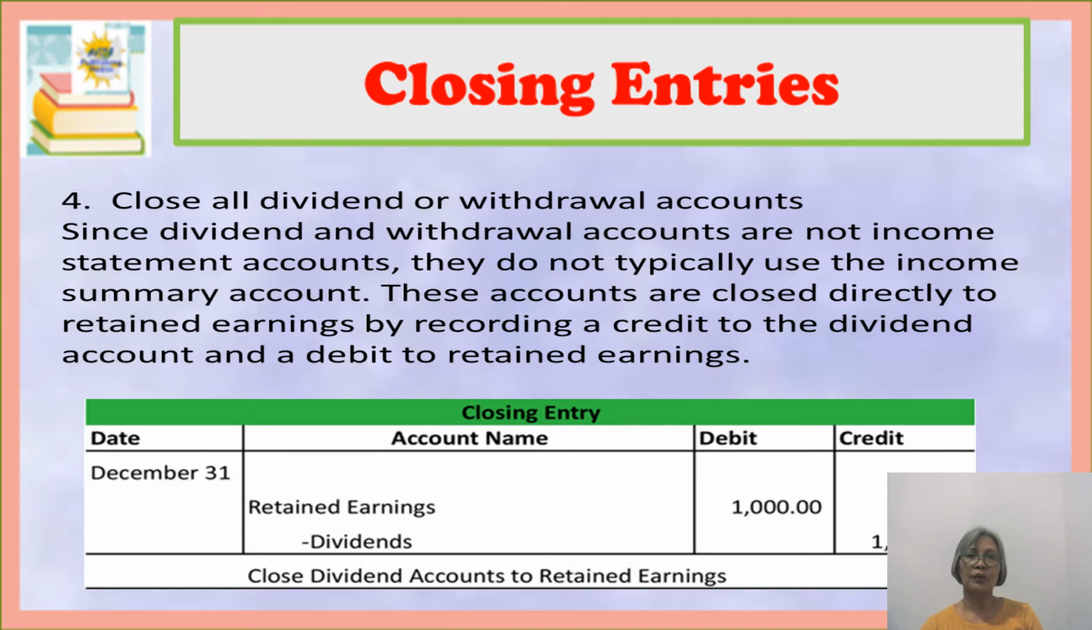Now, close all the dividend or withdrawal accounts. Since dividend and withdrawal accounts are not income statement accounts, they do not typically use the income summary account. These accounts are closed directly to the retained earnings by recording a credit to the dividend account and a debit to retained earnings. Dividend account ang naka-credit. Debit na yung retained earnings.